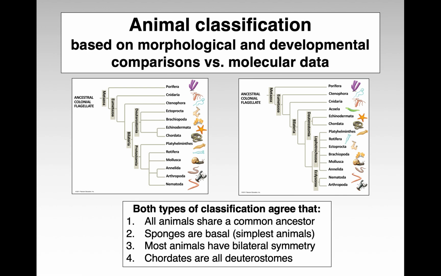So animal classification can be based on several different things: morphological, developmental. Most often now, scientists are using molecular data, meaning protein or DNA sequences, to determine how closely related organisms are. Regardless of the classification method, we can see that all animals share a common ancestor. Sponges are the simplest of all animals. Most animals have evolved to have bilateral symmetry, and chordates, which are the ones that have those backbones, are deuterostomes, right? So those are anus-first formation.